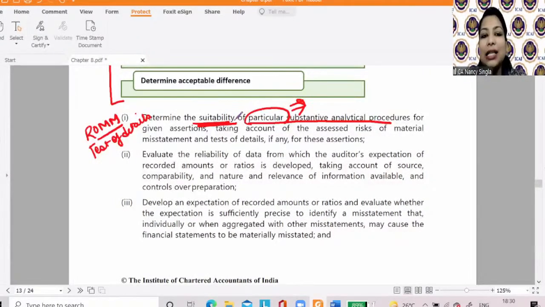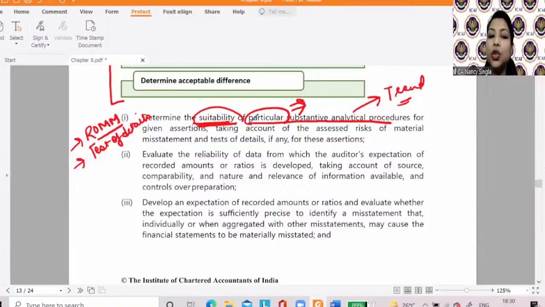ट्रेंड एनालिसिस करना है, बट लास्ट 4-5 years का डेटा है ही नहीं. This is a new startup, so trend analysis possible नहीं. So whether a particular substantive analytical procedure is suitable or not, he'll consider his risk assessment of risk of material misstatement and the tests of details. So suitability of a particular substantive analytical procedure, I gave you an example of what? Trend analysis. This is a startup. Trend analysis कर सकते हो? नहीं, last year data are not available. So suitability depends upon the auditor's assessment of risk of material misstatement and whether he is using tests of details or not.